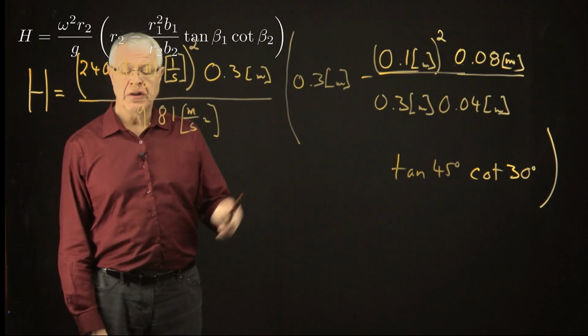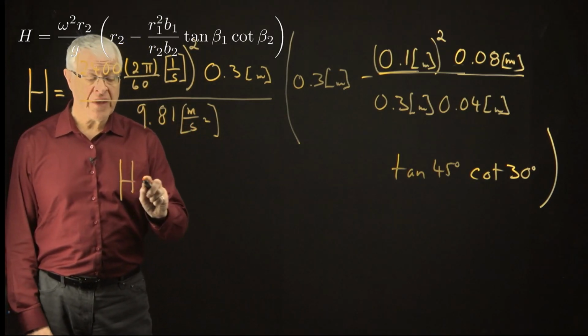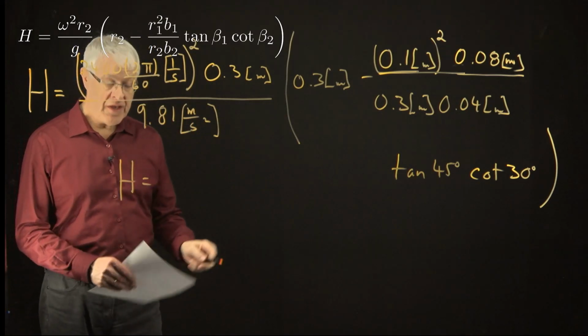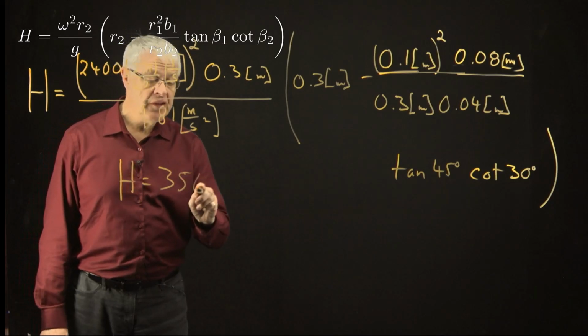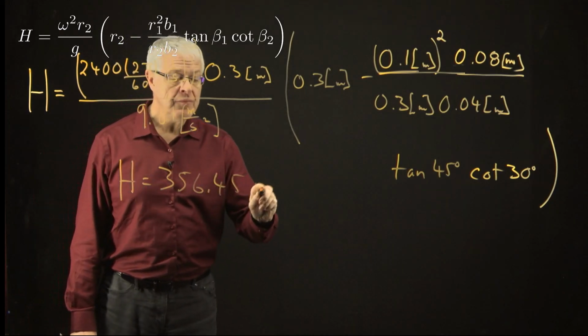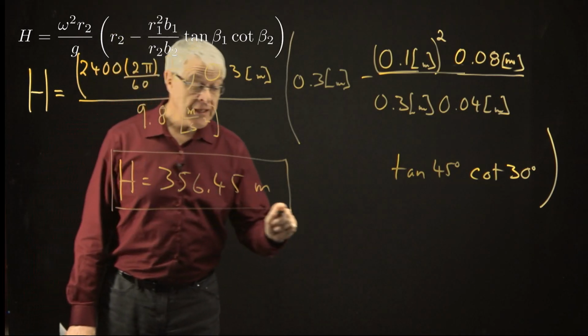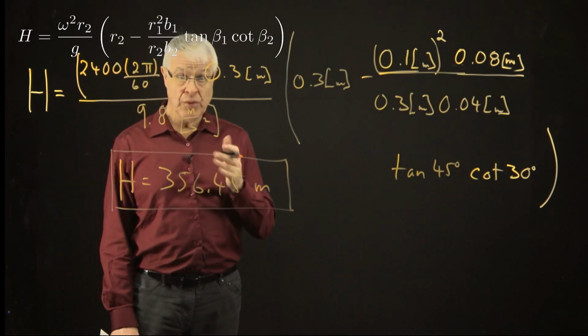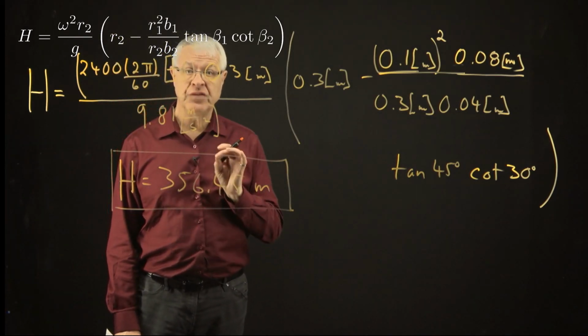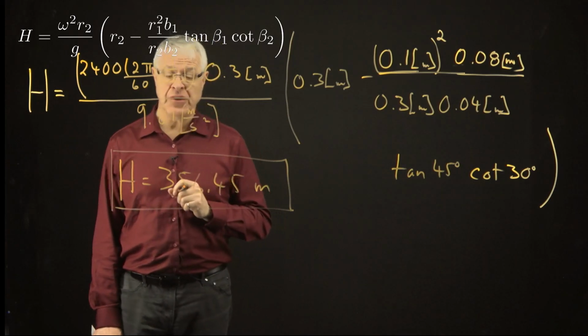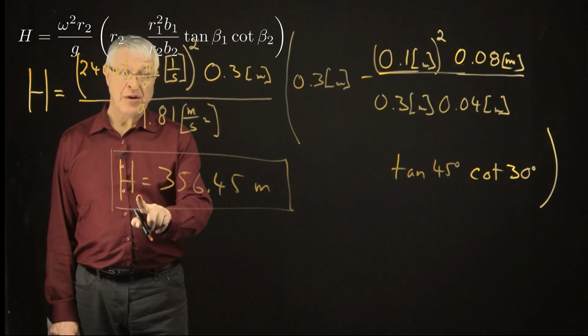So calculating all of that out gives us an H value, so the head produced by the pump, of 356.45 meters. So that's the head that this pump will produce. Again, operating at its best efficiency point, which, because this is a theoretical maximum calculation, is an efficiency of 100%. So that's the pump head.